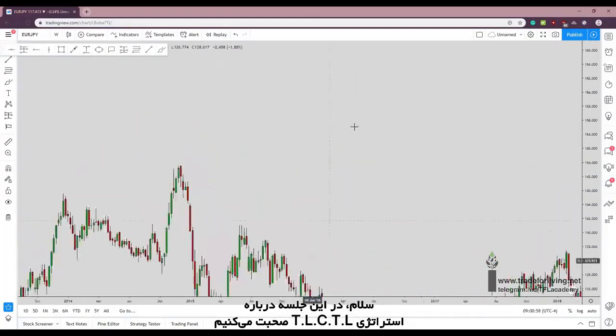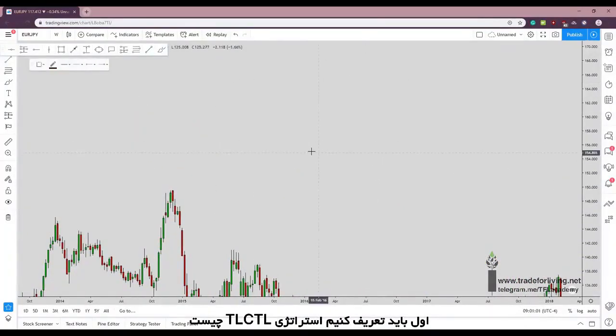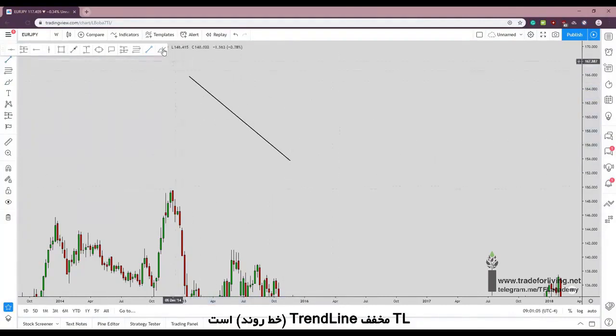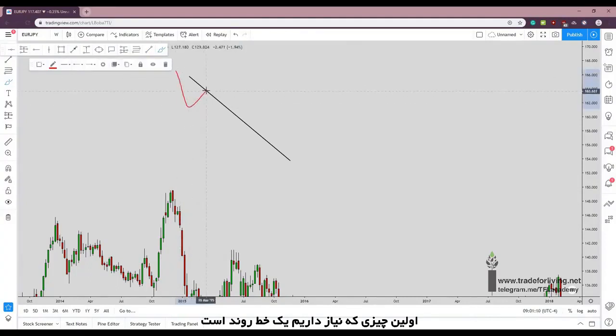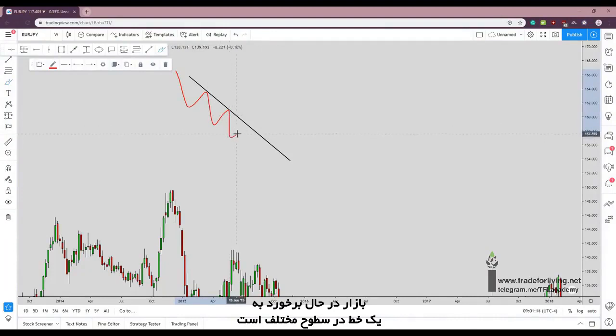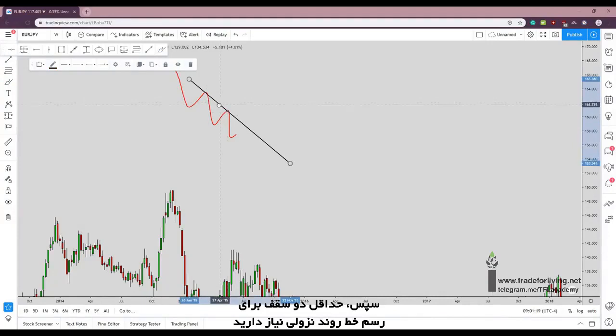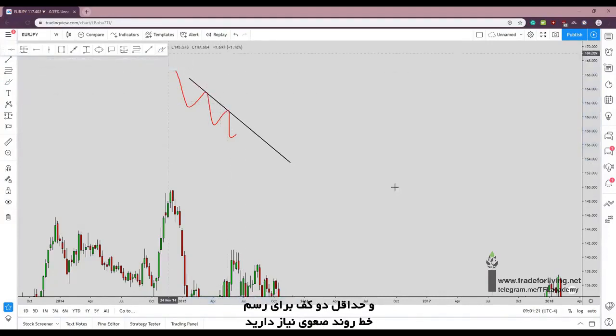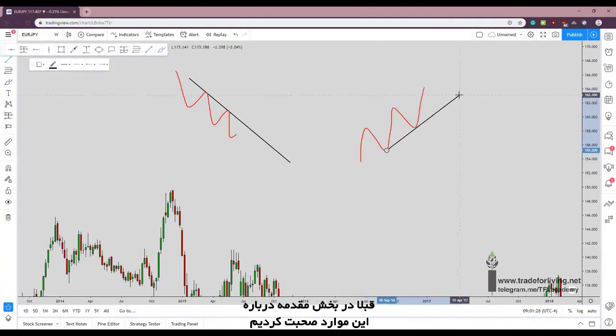Now the first thing we have to define is what the TL-TCL strategy is. TL stands for trend line, so basically the first thing we will need is a trend line. By definition, when you have a trend line, the market is hitting a particular level. You need at least two highs to draw a bearish trend line, and at least two lows to draw a bullish trend line, and we have already spoken about that in the introduction section.